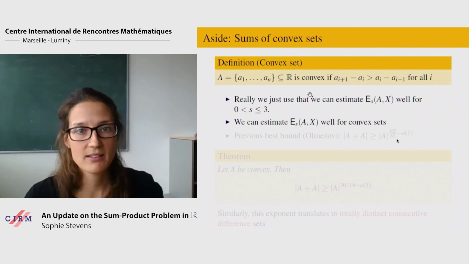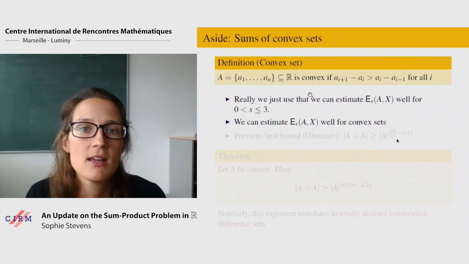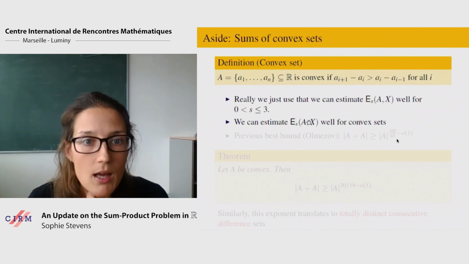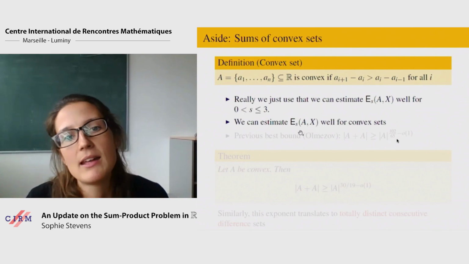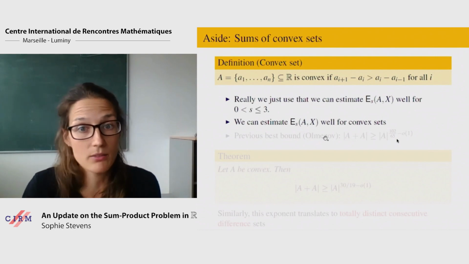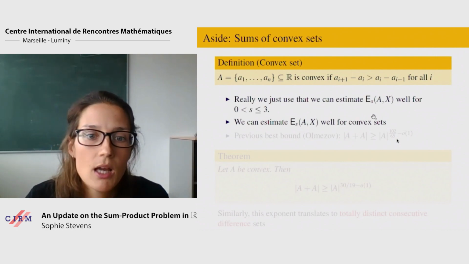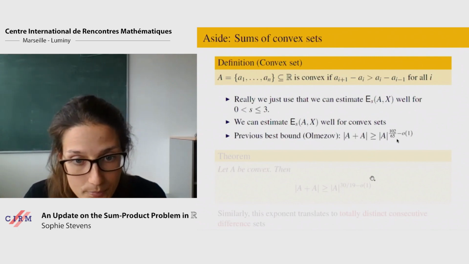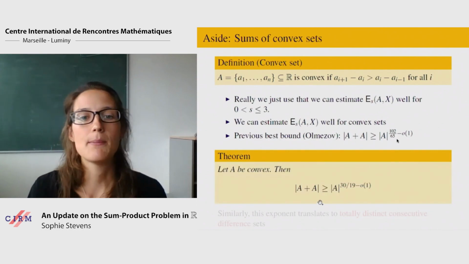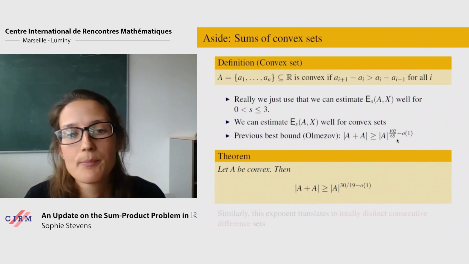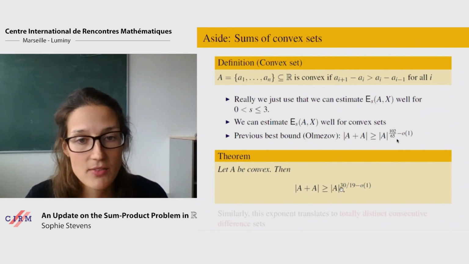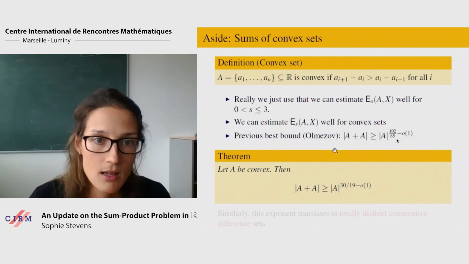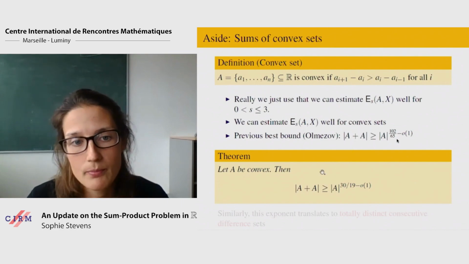A set A is convex if, when we order the elements from smallest to biggest, the difference between the consecutive terms keeps on growing. And for convex sets, we can estimate the additive energy very well using the same Sem-Reddy-Trotter trick. So if we put that numerology into our technique, we get the bound that the sum set for a convex set A is at least the size of A to the 30/19, up to some logarithmic and constant factors. And this beats the previous best bound of Olmazov.